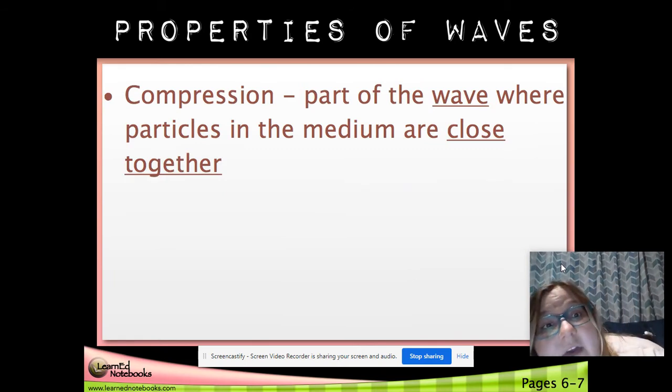Compression is the part of the wave where the particles in the medium are close together. Compression, remember? They're pressed together. The word press is in there. Compression, press together.